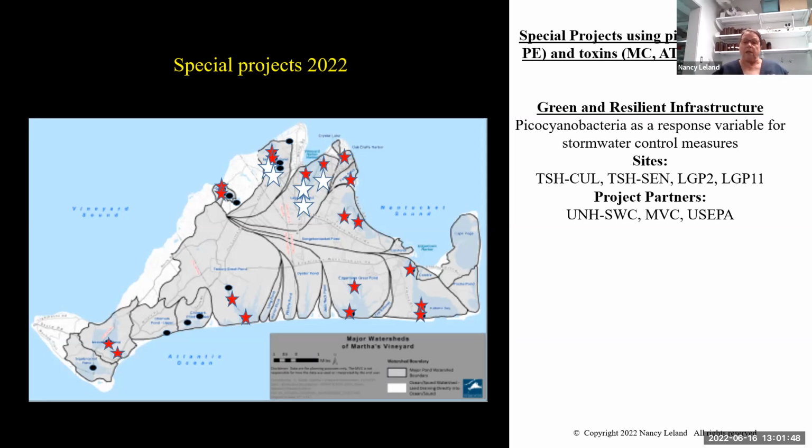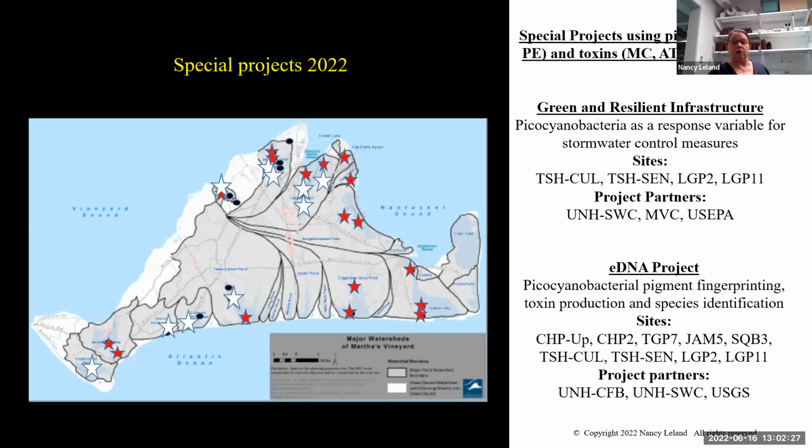We are going to be using picocyanobacteria as a response variable to measure the effectiveness of stormwater control measures. So that's part of the Green and Resilient Infrastructure Project that's ongoing on the island. Our sites are selected. We're going to be looking at Tajmu, the culvert site and the Sentinel site, and Lagoon Pond. And we're working with the UNH Stormwater Center through the commission, and this is also funded through EPA.